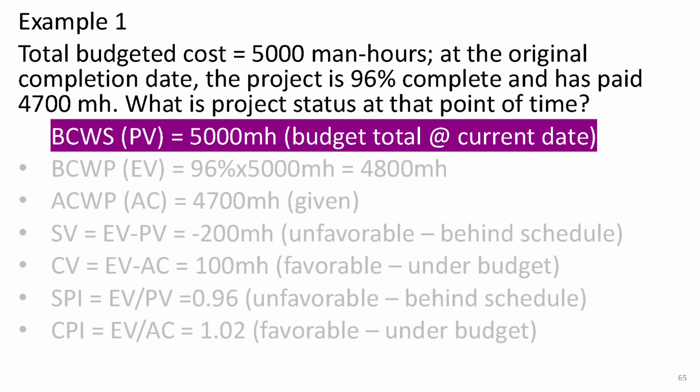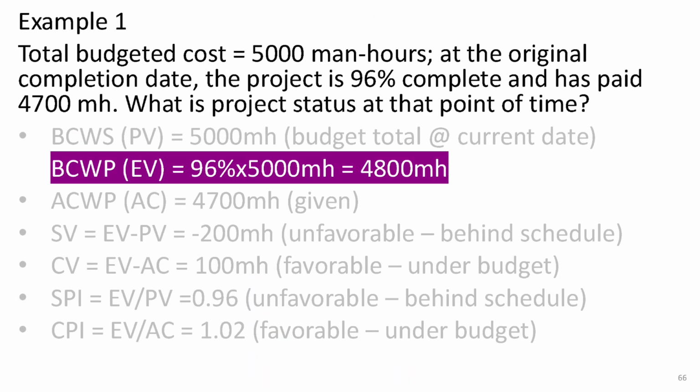Planned value, PV, or budgeted cost of work scheduled, BCWS, is essentially the total budget for the project, which is 5,000 man-hours. Since we're looking at the original completion date, the entire project was planned to be completed by this date, thus the PV at this point is 5,000 man-hours.